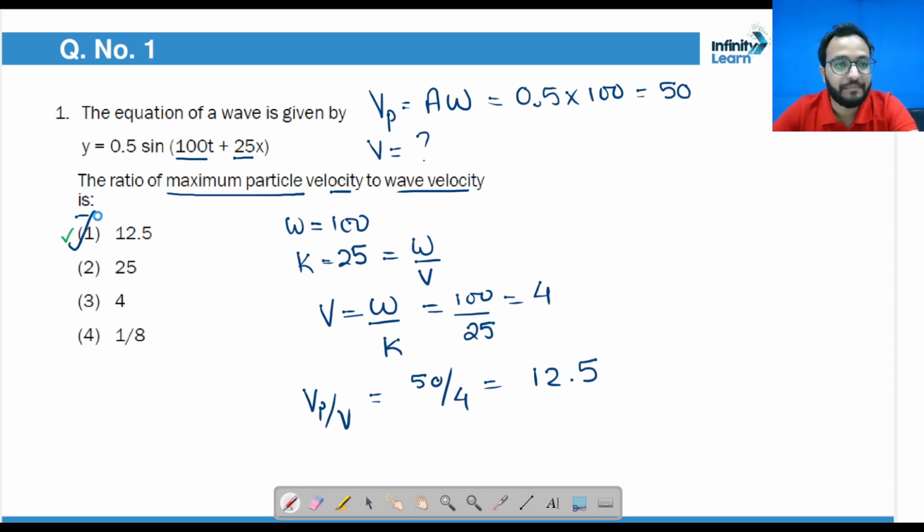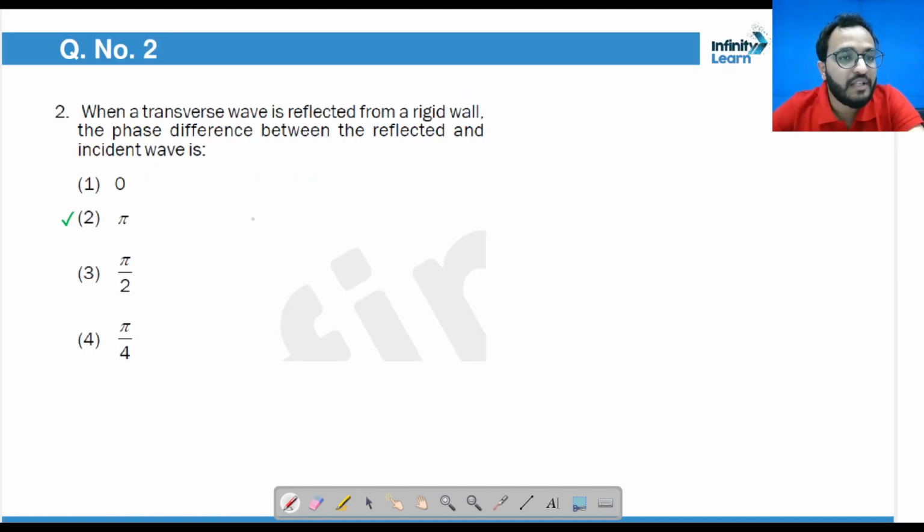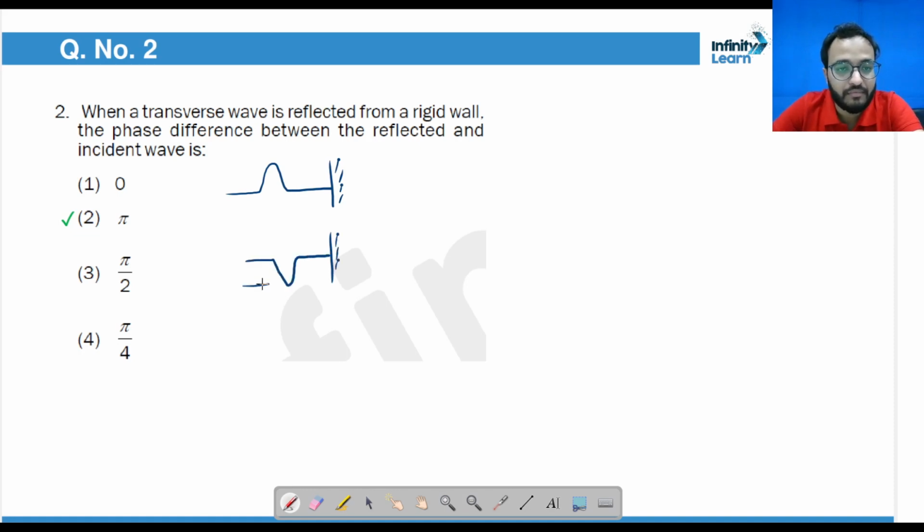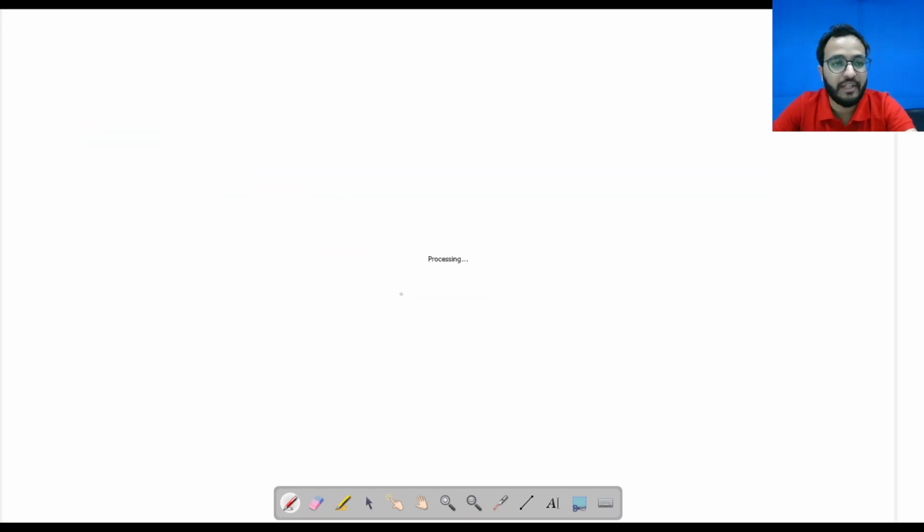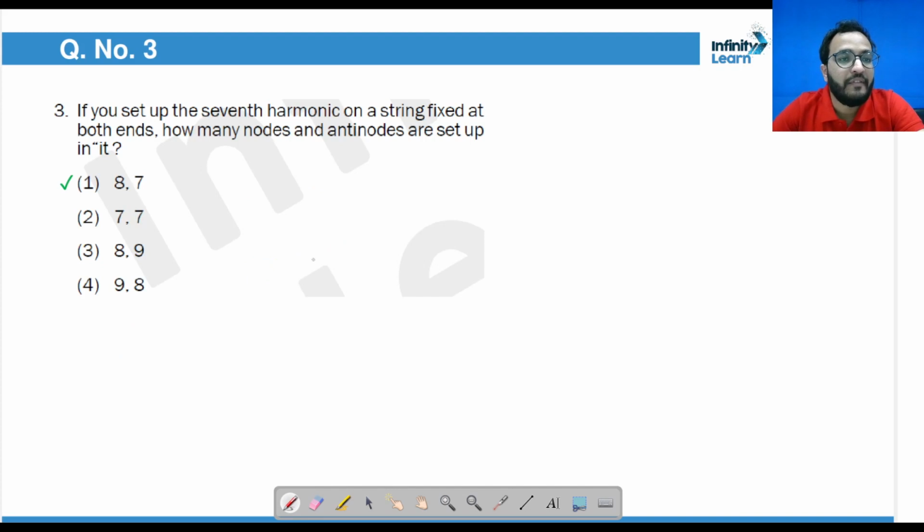I hope you understand. Now second, when a transverse wave is reflected from a rigid wall, always remember, suppose a wave is going like this and this is a rigid wall. After reflection from this rigid wall, it goes back like this, and it suffers a phase difference of pi. Now third is, if you set up a seventh harmonic on a string fixed at both ends.